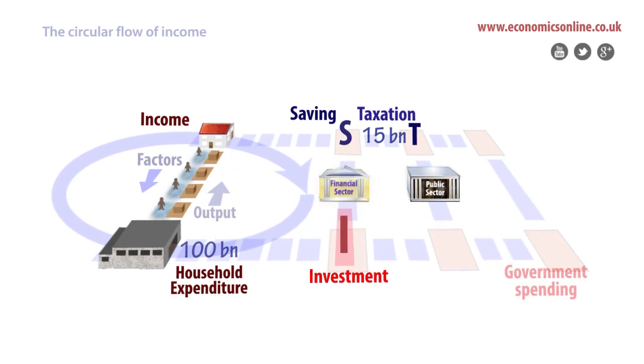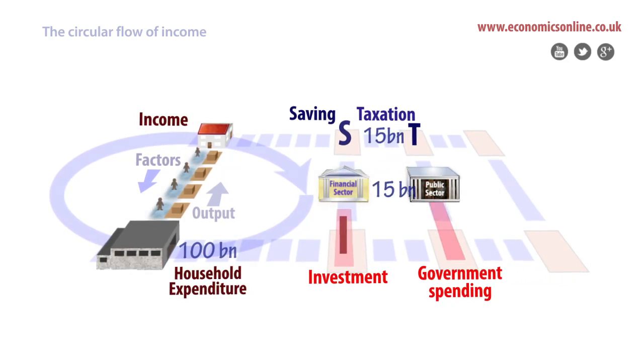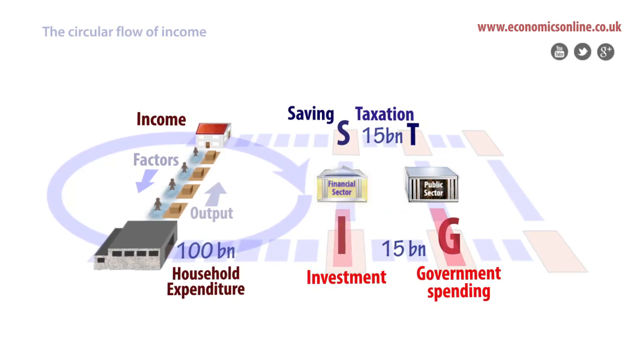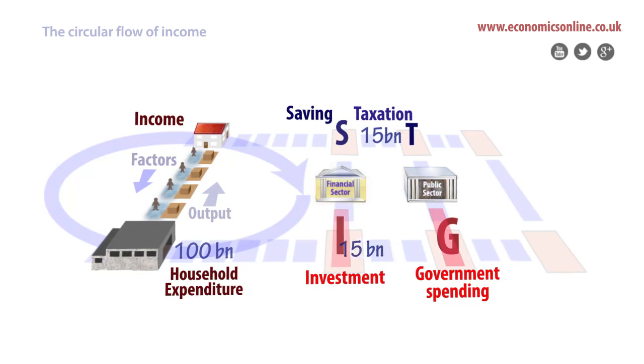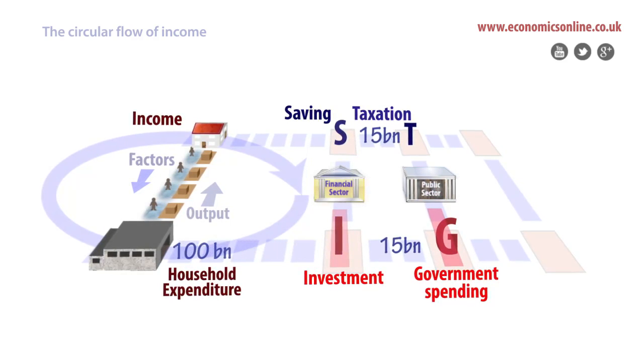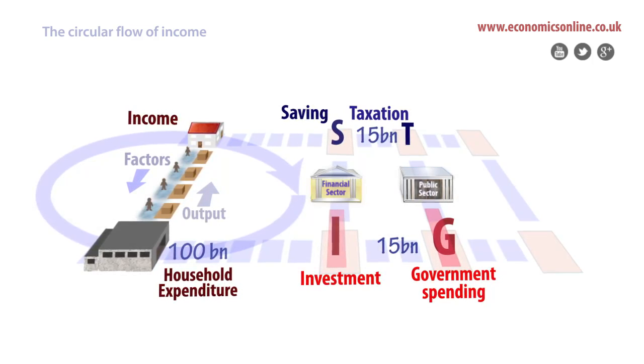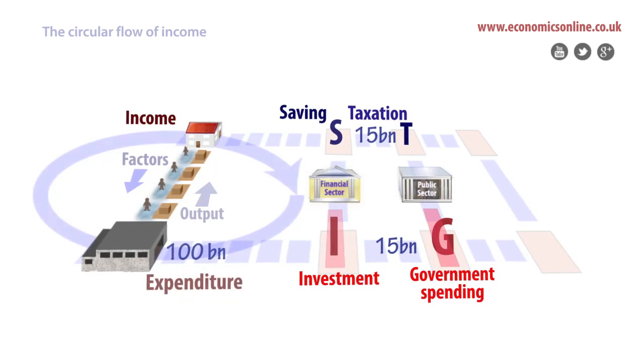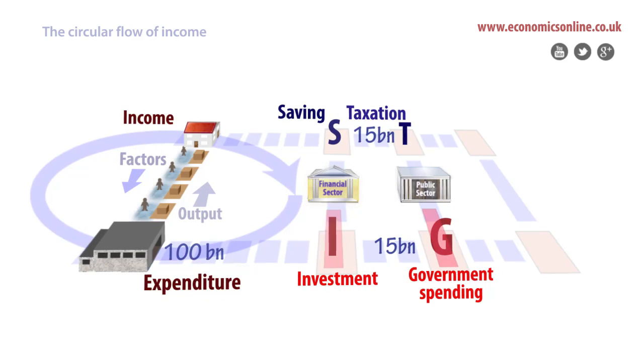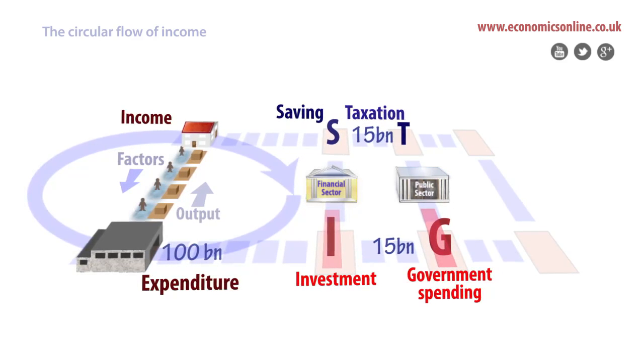Taxation may be greater than spending, which creates a fiscal surplus, or spending may be more than tax revenue, which creates a fiscal deficit. Borrowing may be required to make public sector finances balance. In the example, 15 billion is withdrawn in taxation and all is spent, so there is a budget balance.